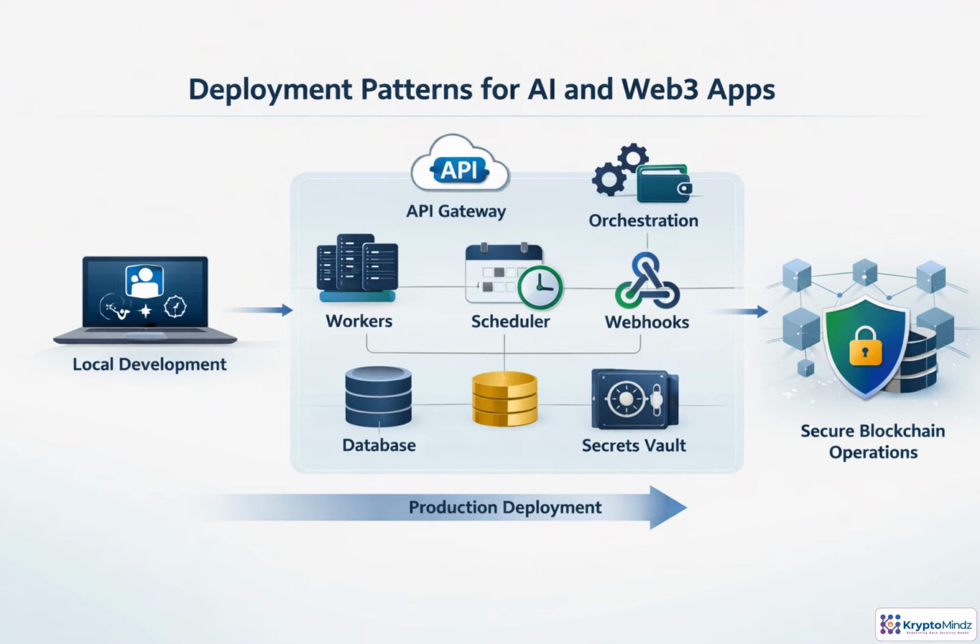Now we're moving beyond local AI agent demos and into production. Reliable Web3 apps need clear boundaries around APIs, workers, schedules, webhooks, storage, and protected secrets. The goal is simple: autonomous blockchain operations that are secure, maintainable, and ready for real users.